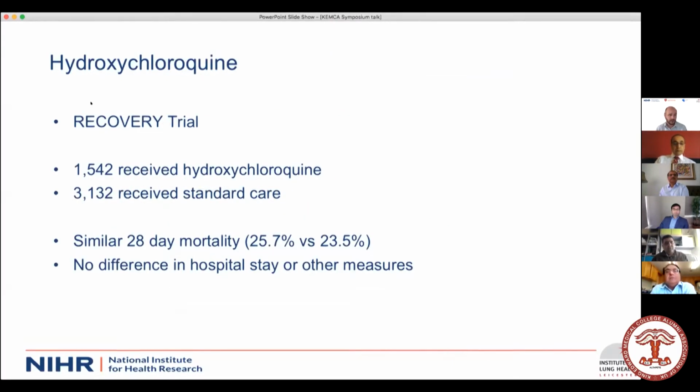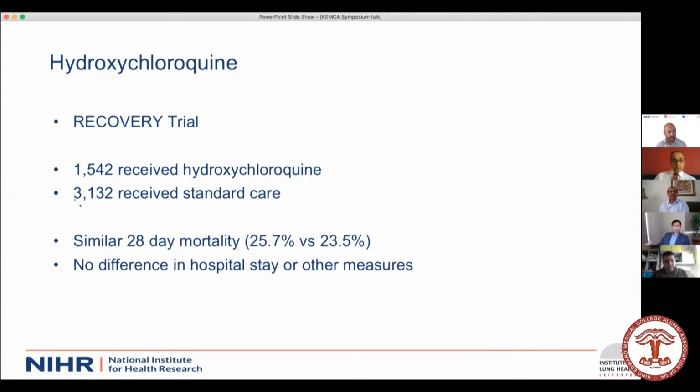Just to back that up, if I use the RECOVERY trial, they have demonstrated the results, but not fully published in peer review papers. So these are just the headlines. They recruited 1,500 people to receive hydroxychloroquine, 3,000 people to receive standard of care. And again, absolutely no difference in 28-day mortality. So 25.7% in hydroxychloroquine, 23% in standard of care, no difference. And if you look at things like hospital stay or other measures, they've reported no obvious difference. So again, I think we can put hydroxychloroquine as an acute treatment to bed.